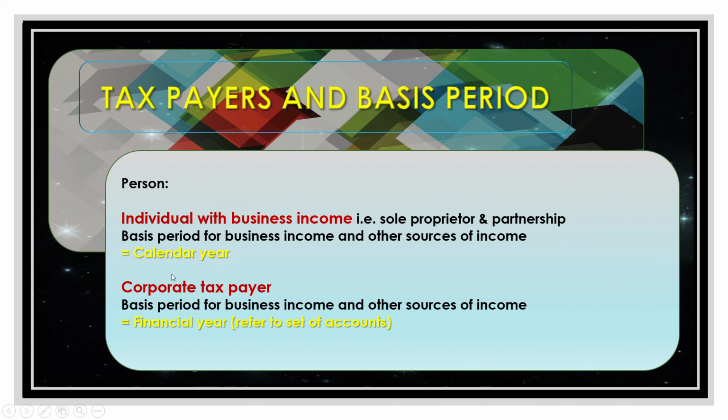However, for the corporate taxpayer, we actually refer to a company. For the company, we will follow the financial year. What does it mean by financial year? Financial year normally refers to the set of accounts. If you're talking about financial year end 30th June, what would be the set of accounts? Definitely it will start from 1st July, for instance 2019, and close the account on 30th June 2020. So that is what is referred to as the financial year.